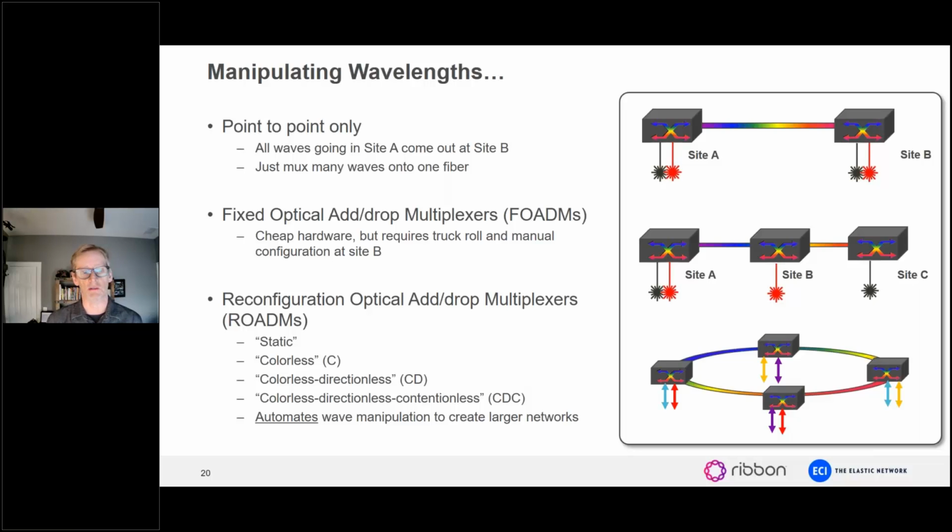traffic on. There's actually 4 different kinds. There's what's called static ROADM. See, the world's just too darn complicated. There's something called a static ROADM, but I'll explain this. Colorless ROADM, colorless directionless, or colorless directionless contentionless.